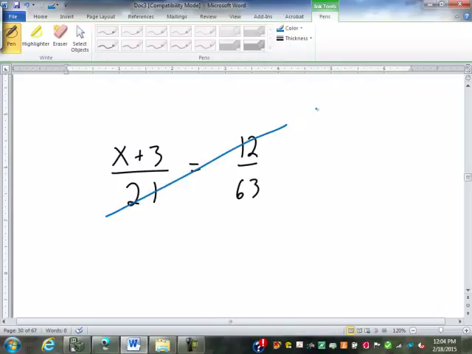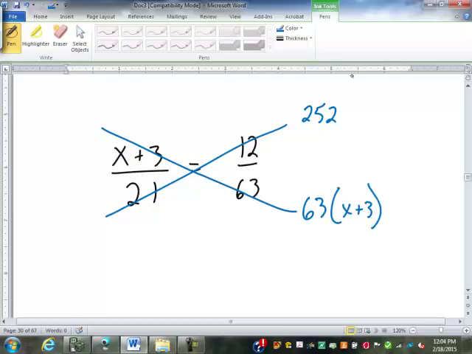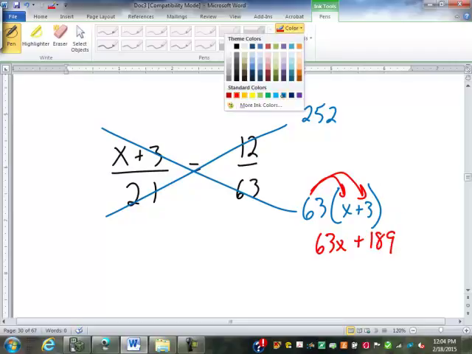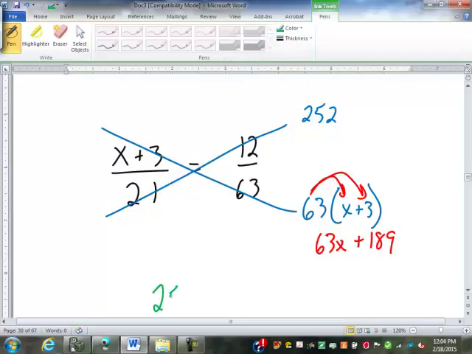21 times 12 is 252. This one's going to be a little more interesting. X plus 3 times 63. Well, we're going to do it this way. 63 times x plus 3. We're going to have to distribute. 63 times x is 63x. 63 times 3 is 189. So now we know 252 equals 63x plus 189.